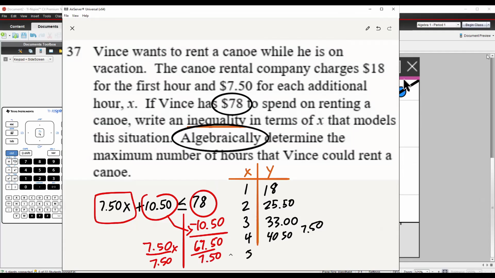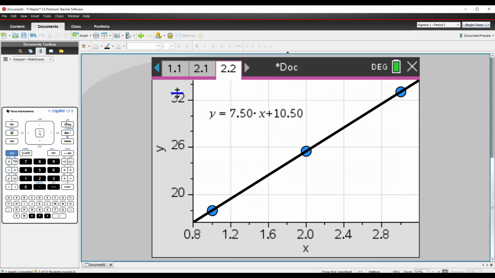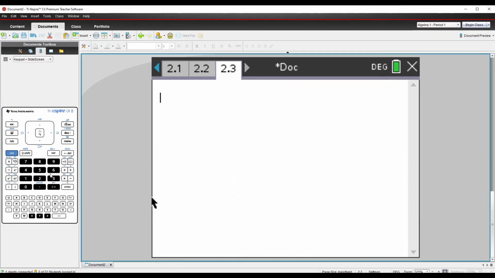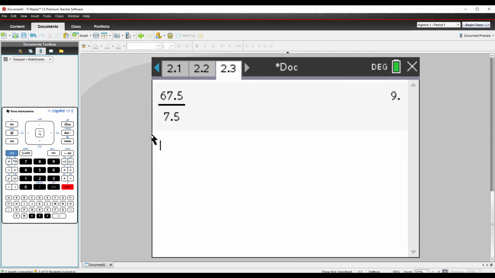So if I go to the calculator, I'm going to do 67.5 divided by 7.5, and I get 9. I get 9 hours. So he can rent the canoe for a maximum of 9 hours. So it says X has to be less than or equal to 9. So he cannot go over 9. He can go right up to 9, but if he has more than 9 hours, he won't have enough money. That's it.